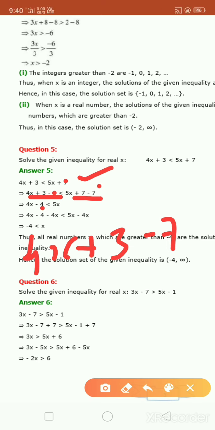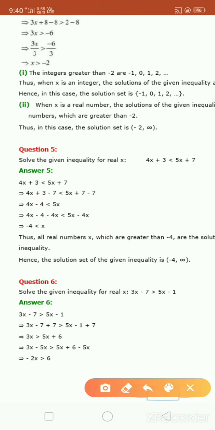Again you simplify. You can remove the x term on one side. If you want to remove the 4x, we can subtract 4x at once. So 4x minus 4x minus 4 is less than 5x minus 4x. You will get minus 4 is less than x. Minus 4 is less than x. You have to keep one number as it is. You can't subtract this minus 4.